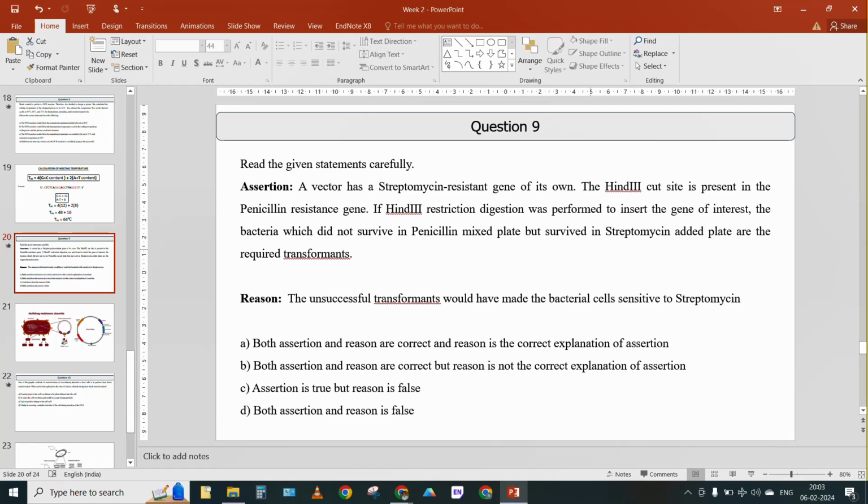The possible options for this question: option A, both assertion and reason are correct, and reason is the correct explanation of the particular assertion. Option B states that both assertion and reason are correct, but reason is not the correct explanation of the assertion. Option C says that assertion is true, but reason is false. And the last option is both assertion and reason are false. So would anyone like to join?